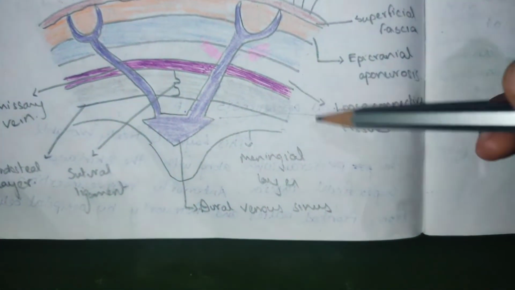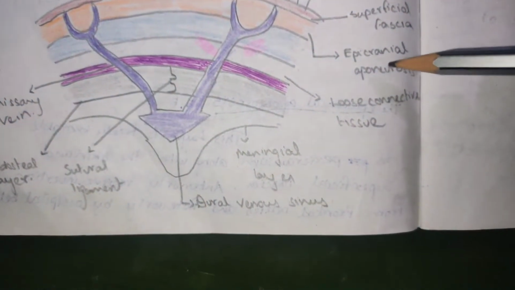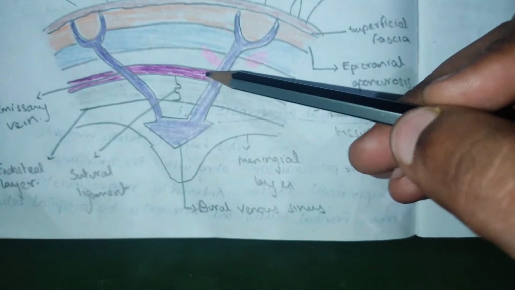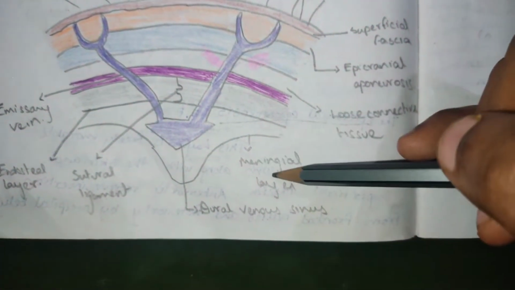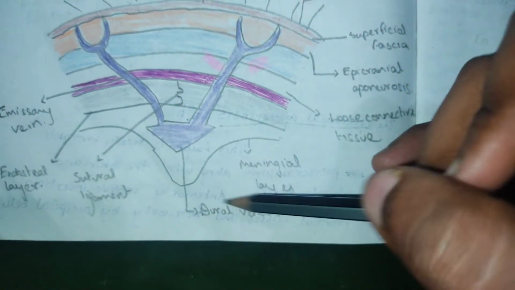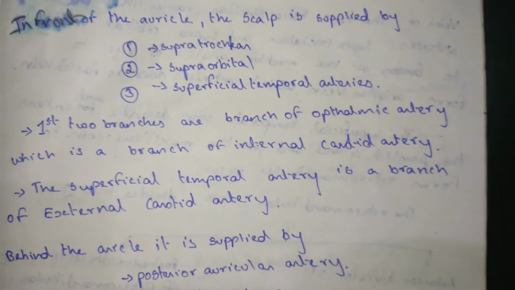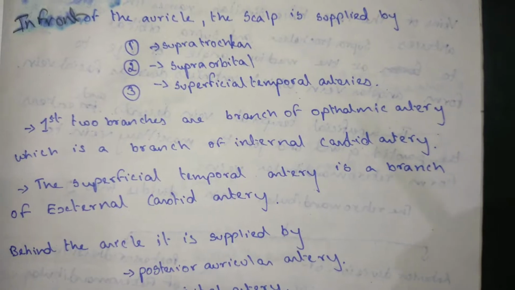And this is the last layer, which is known as the pericranium, which has a sutural ligament. And this is the emissary vein which is present, and this is the meningeal layer, this is the dural venous sinus. Now we will see about the blood supply of the scalp.